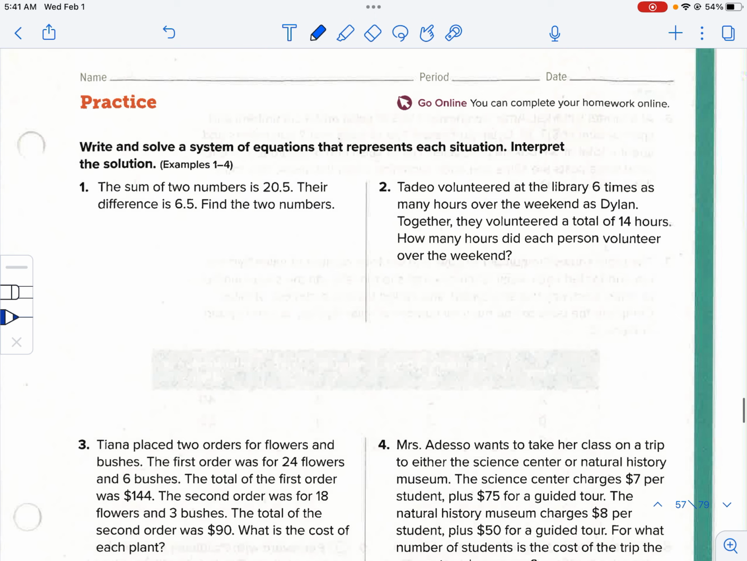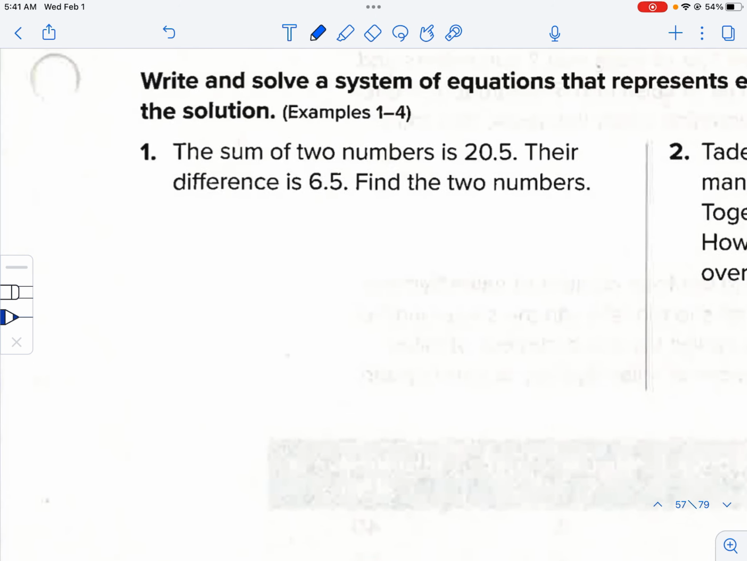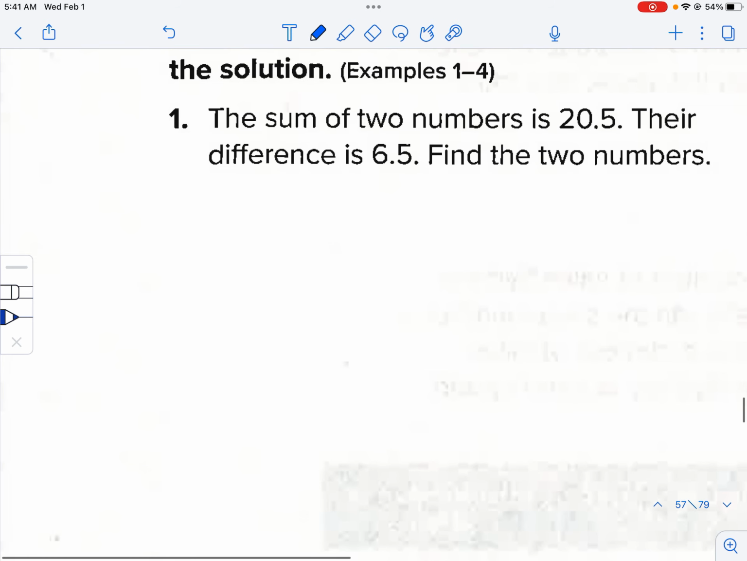Okay, we are on page 373 and we're doing writing equations. In order to do word problems, remember that you need to define your variables. I personally just write it as let x equal and let y equal, and then I say what those things are.